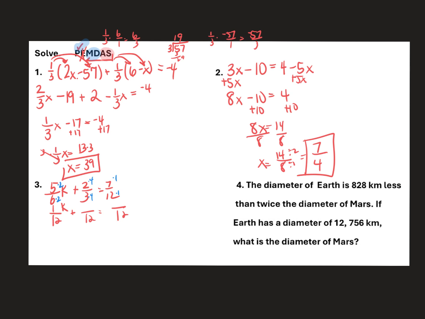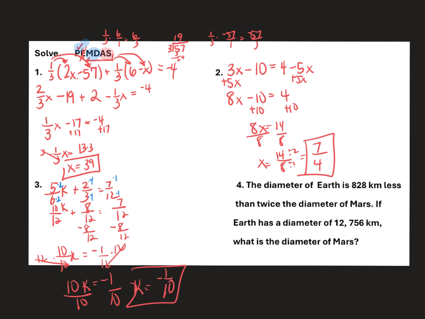So 5 times 2 is 10. 2 times 4 is 8. 7 times 1 is 7. Now I will subtract 8/12 to the other side. 10/12 k equals negative 1/12. I'm going to multiply both sides by 12. That means 10k equals negative 1, and divide by 10. K will equal negative 1/10. That should be the answer to number 3.